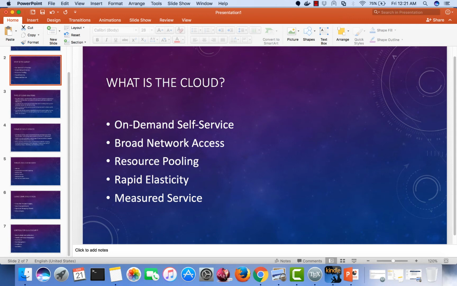Cloud systems automatically control and optimize resources by leveraging and metering the capability. You're trying to get this measured service. And so the resource usage can really be controlled and reported, and it provides that transparency for the provider and the consumer. So these are just a couple of the features that go alongside the cloud.